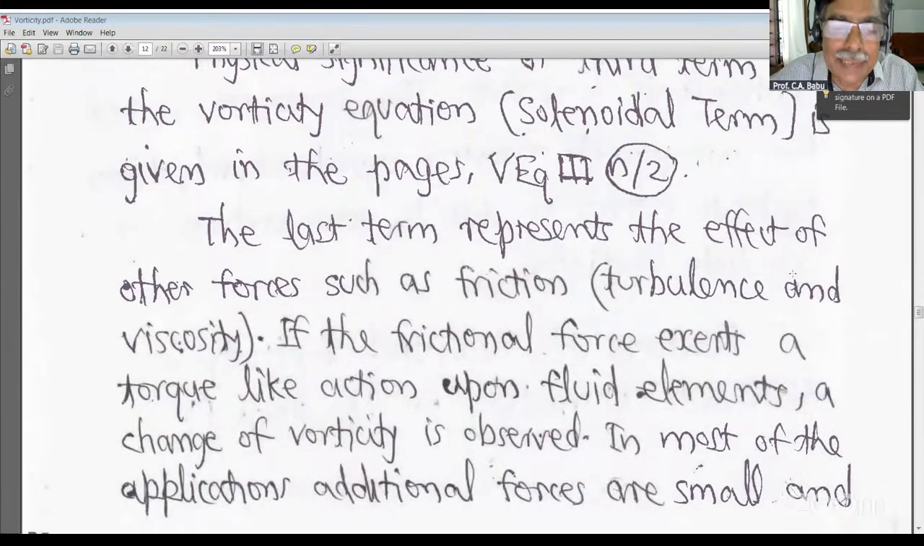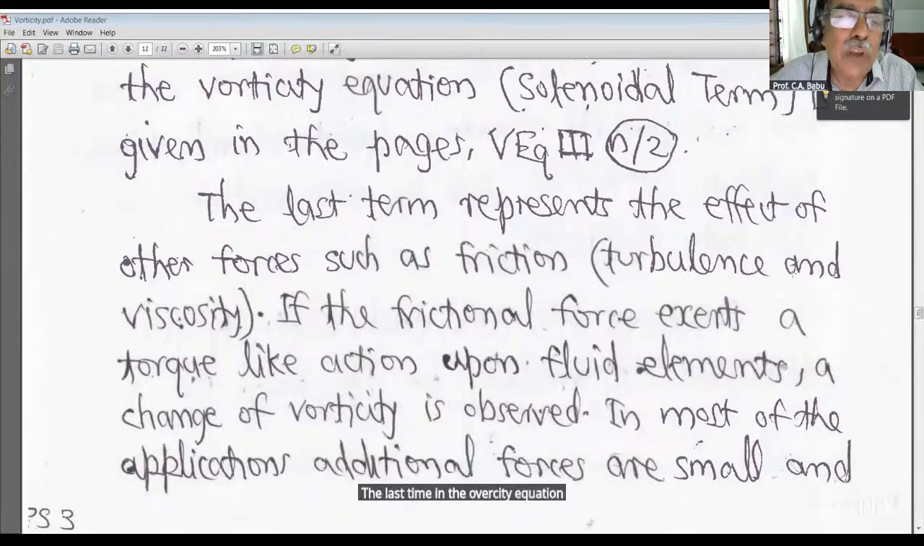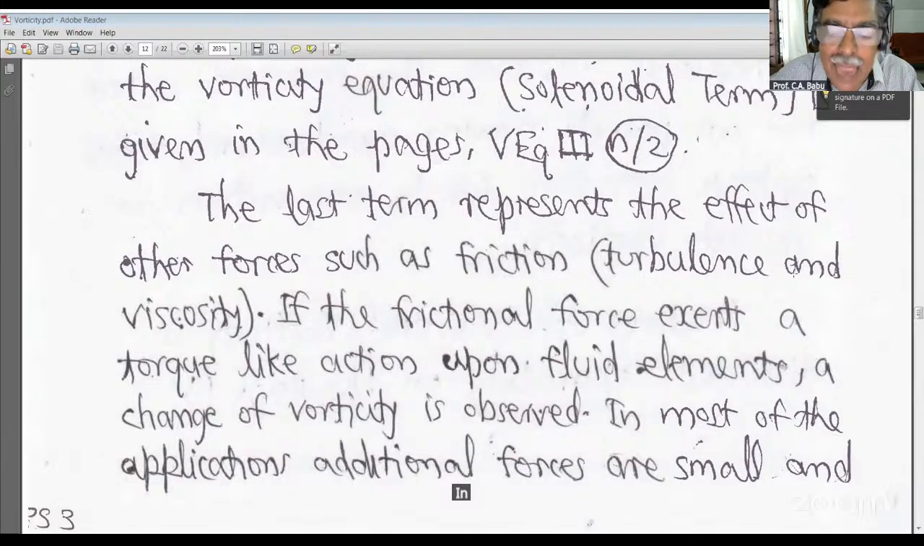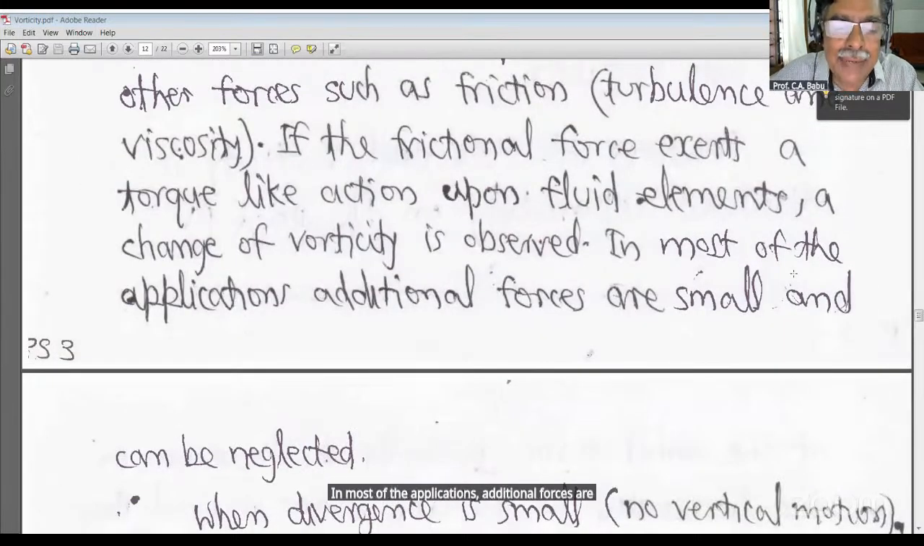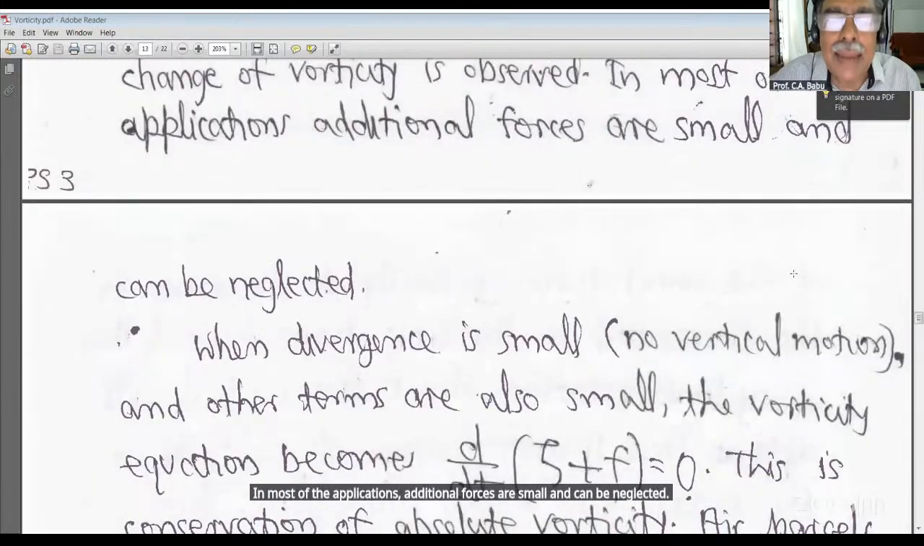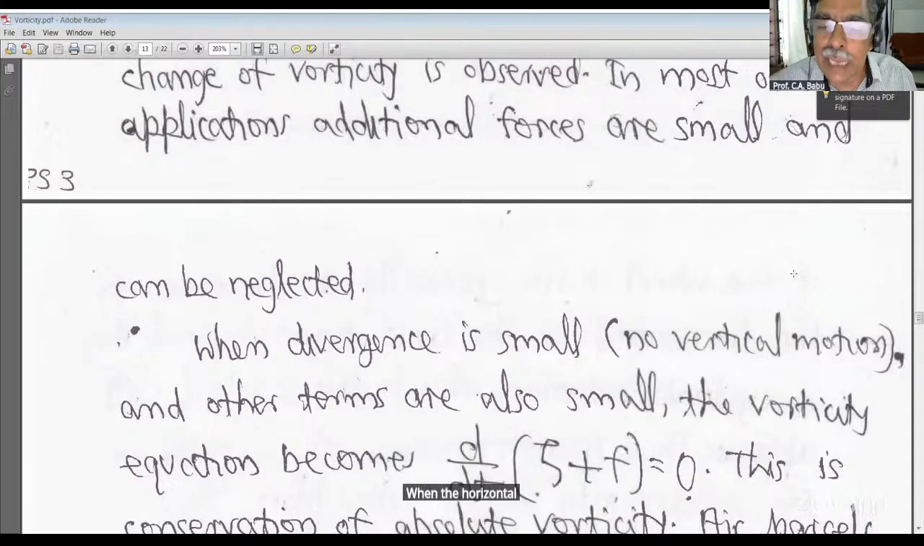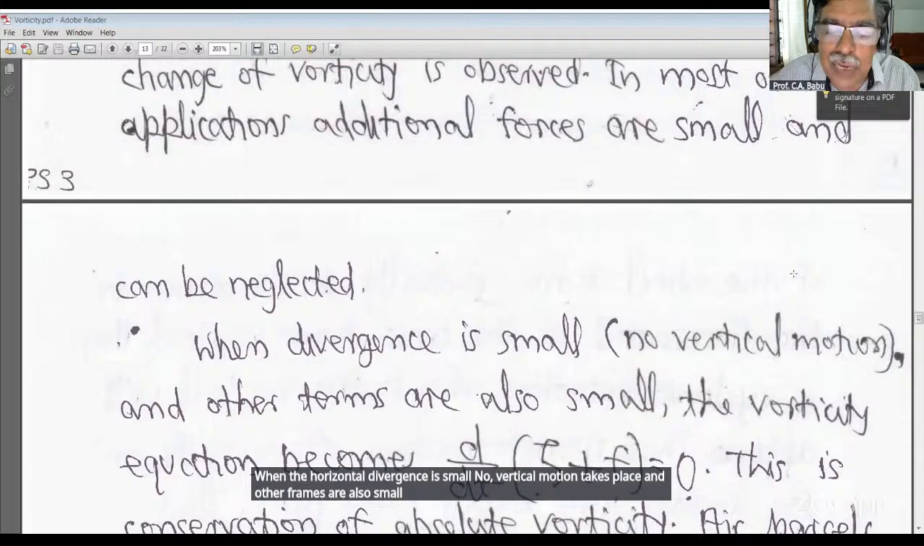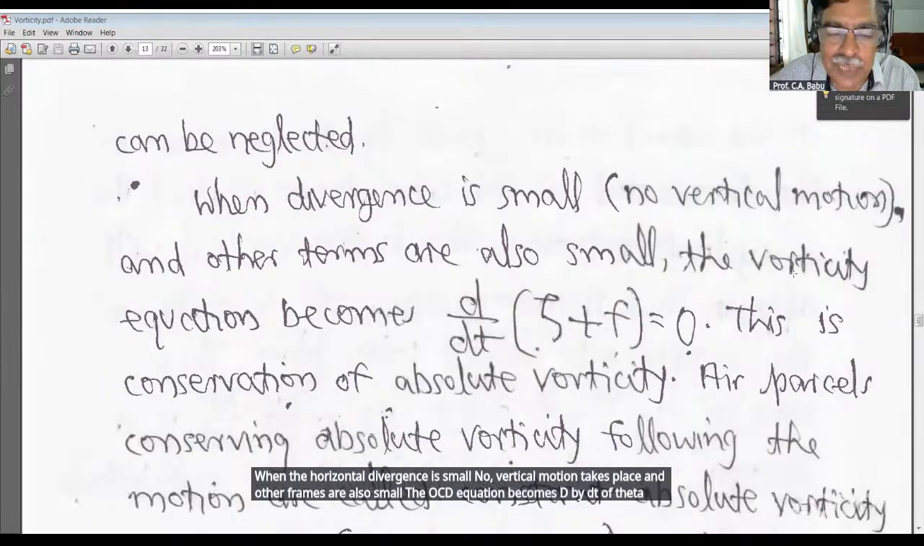The last term in the vorticity equation represents the effect of other forces such as friction, that is turbulence and viscosity. If the frictional force exerts a torque-like action upon fluid elements, a change of vorticity is observed. In most applications, additional forces are small and can be neglected. When the horizontal divergence is small, no vertical motion takes place and other terms are also small, the vorticity equation becomes d by dt of (theta plus f) is equal to 0.